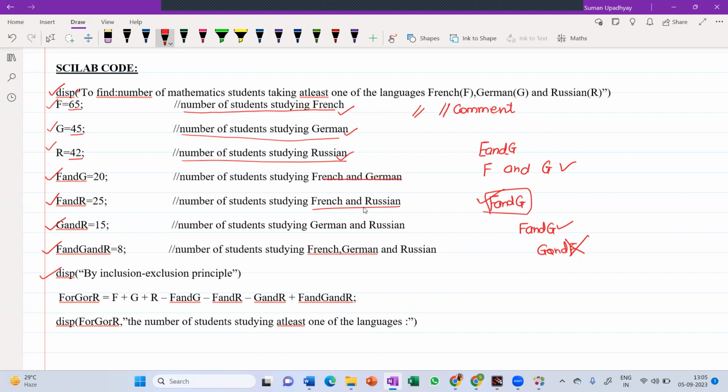Now, this line, what it is going to display, again, it is written within double quotes. So it is going to print your content. What is it going to print? By inclusion-exclusion principle. So remember, this was the first display. This is the second. So you should know what all things will be printed on your console window. None of this will be printed on your console window.